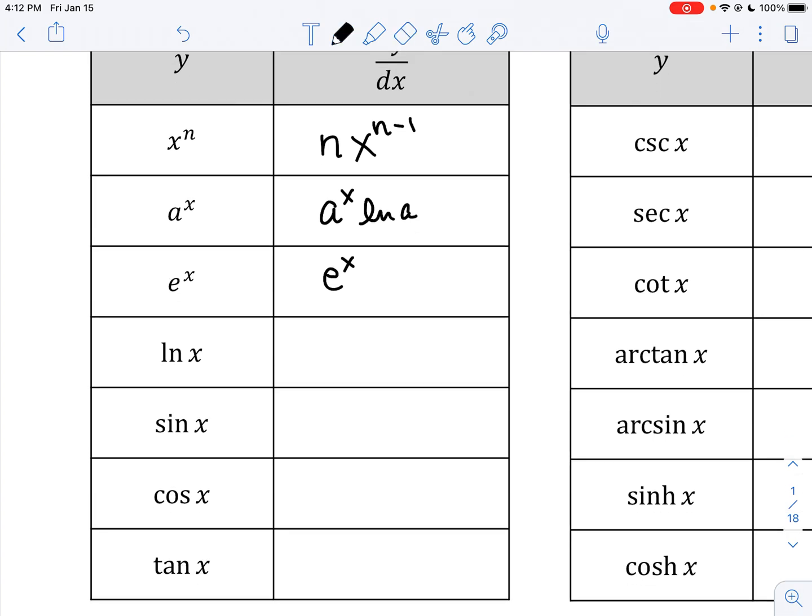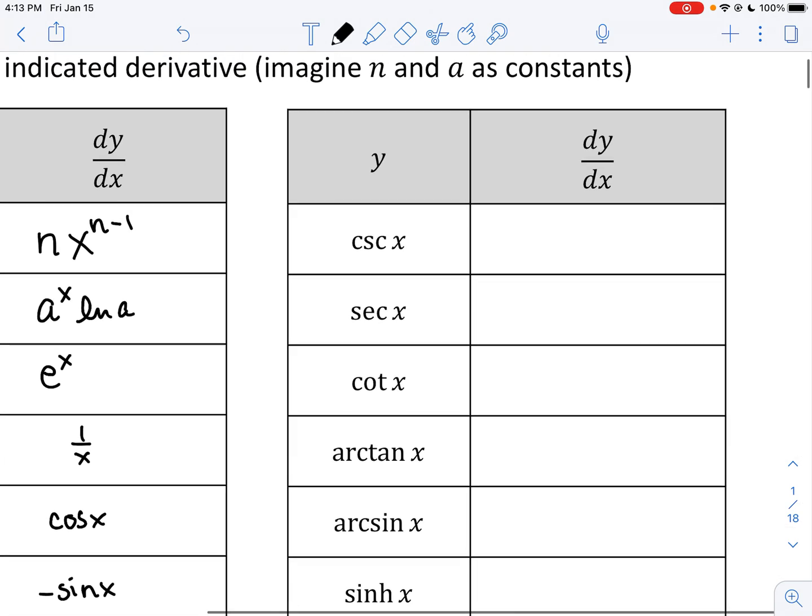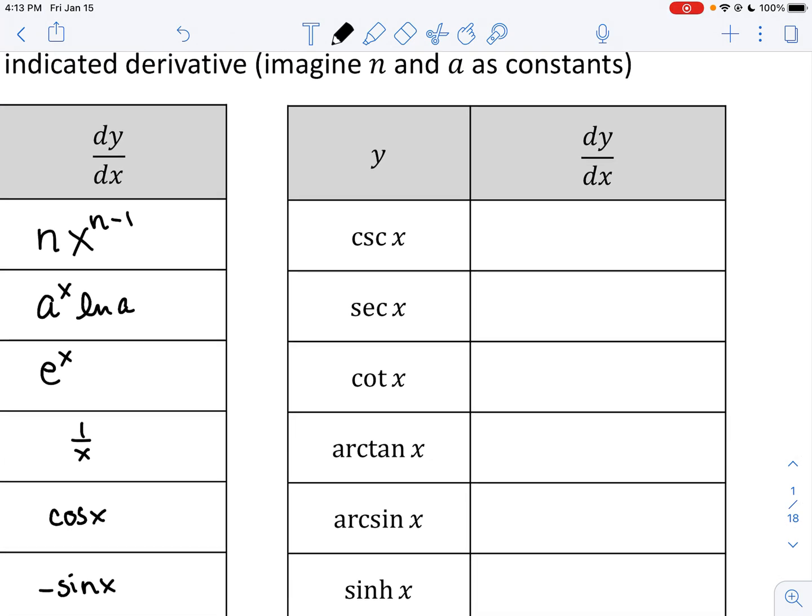Natural log of x, the derivative of that is 1 over x. Sine of x, derivative is cosine of x. Derivative of cosine is negative sine of x. Derivative of tangent is secant squared of x. Over to the next column, derivative of cosecant is negative cosecant of x, cotangent of x. Derivative of secant is secant of x times tangent of x. And derivative of cotangent is negative cosecant squared of x.